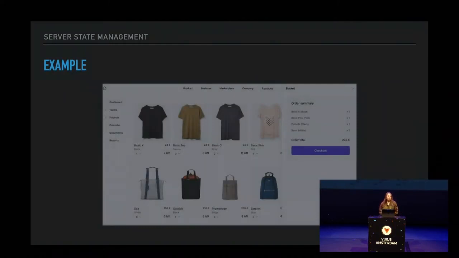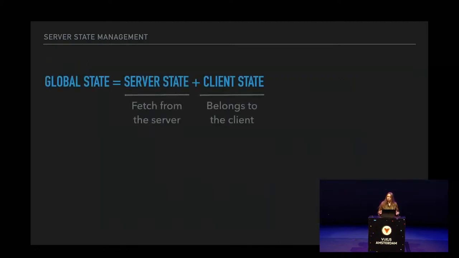Let's take this small application that I built, which displays a very common e-commerce pattern. We have a list of selectable products that we pull from the server, of course. And here we also have a basket, which we assume is not persisted server side. So as you probably guessed, the server state is the list of products, and the client state refers to the basket. All this to arrive at this equation: global state, the state of our application, is the addition of server state and client state.